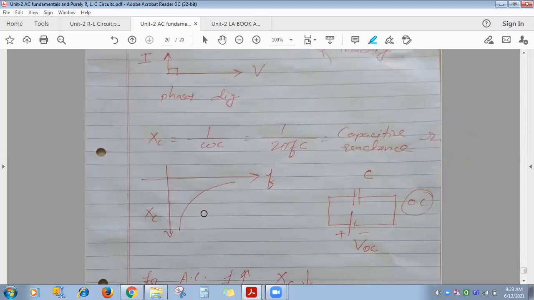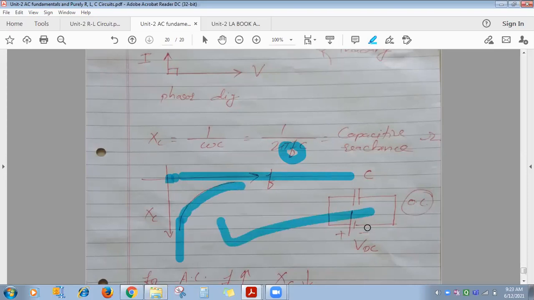Here see, XC is inversely proportional to frequency. For DC, when frequency is 0, XC is infinity. It means the graph will start like this. For 0 frequency, XC is infinity. For lower frequency, XC is very high. And for AC, as you go on increasing frequency, XC decreases. So this nature is called parabolic or hyperbolic.